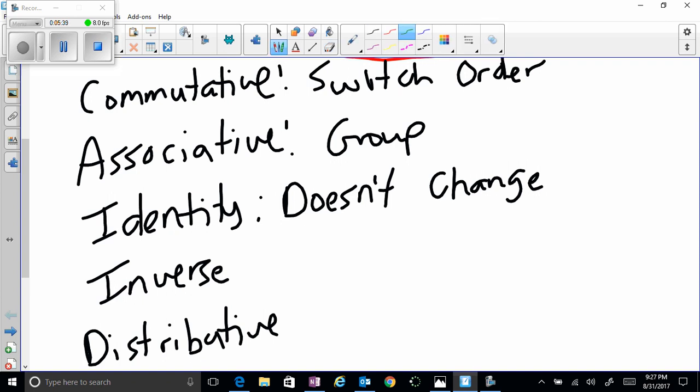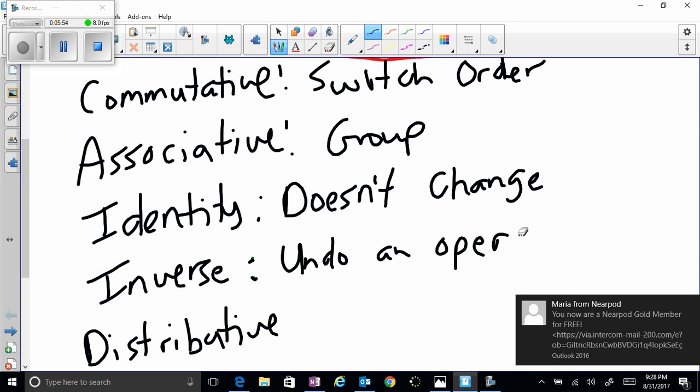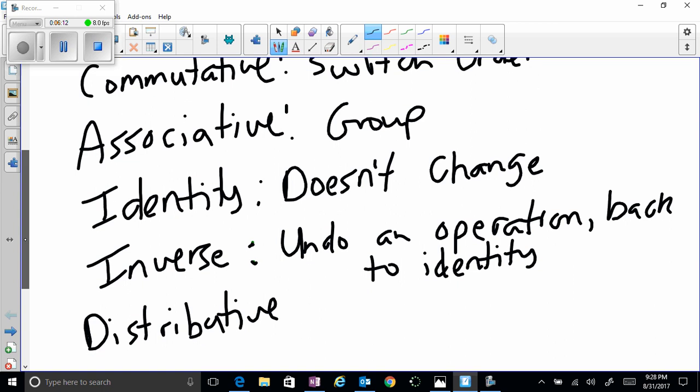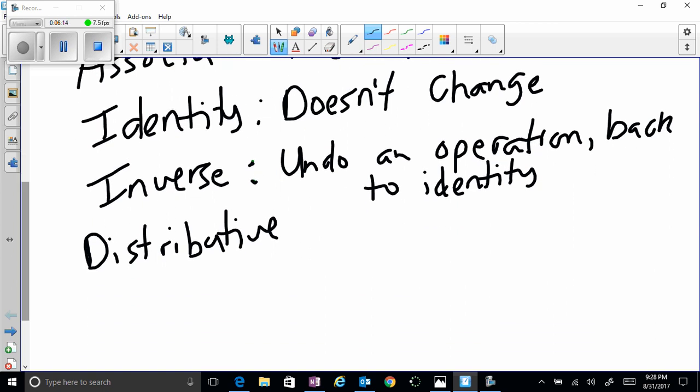Inverse, okay. Inverse is where you undo an operation to get back to where you started, or you can even get back to, comma, back to identity. So, in other words, what operation is going to always equal the identity?